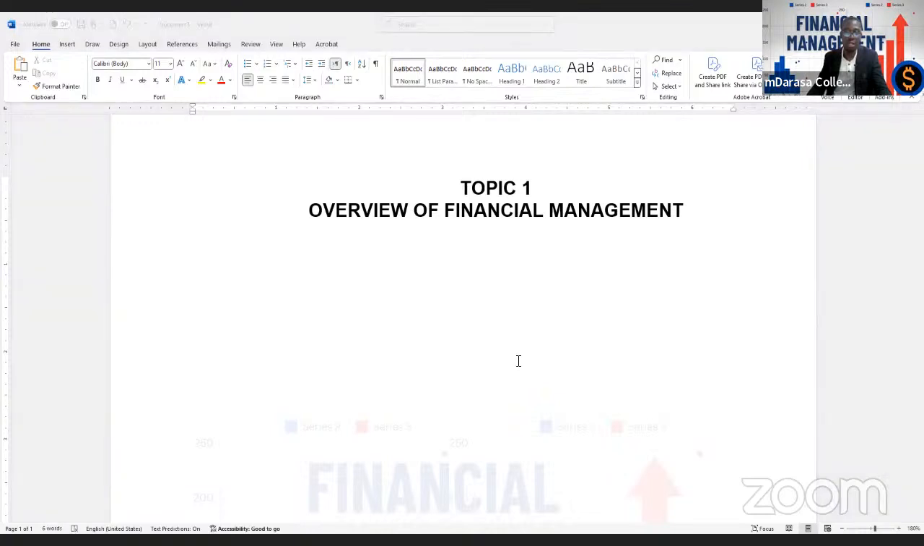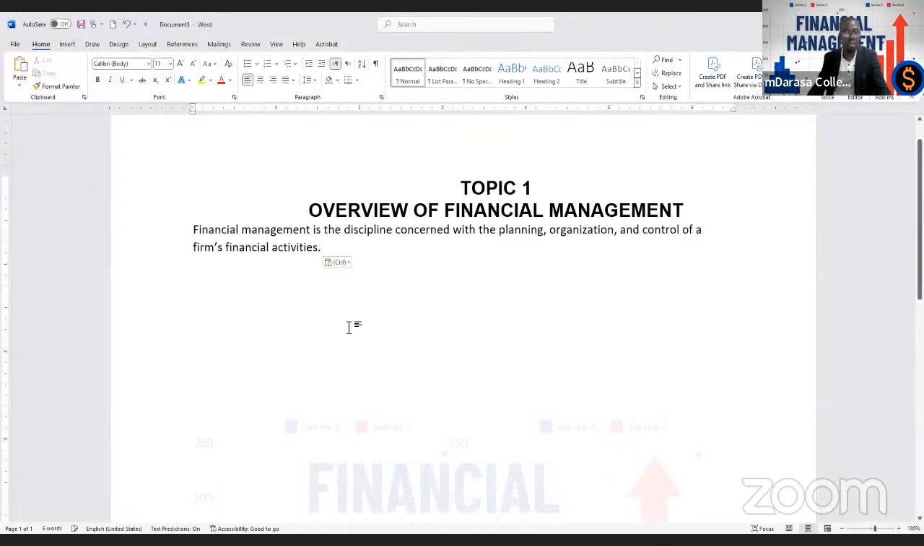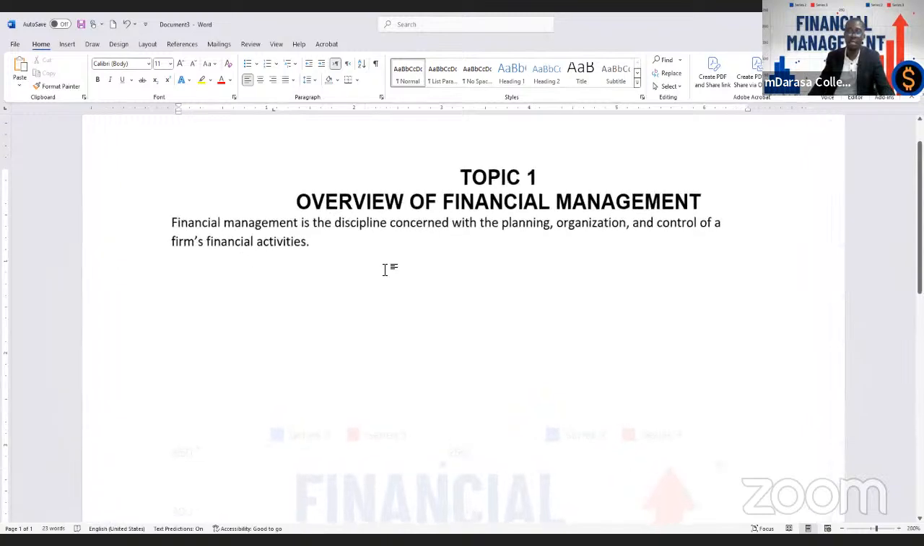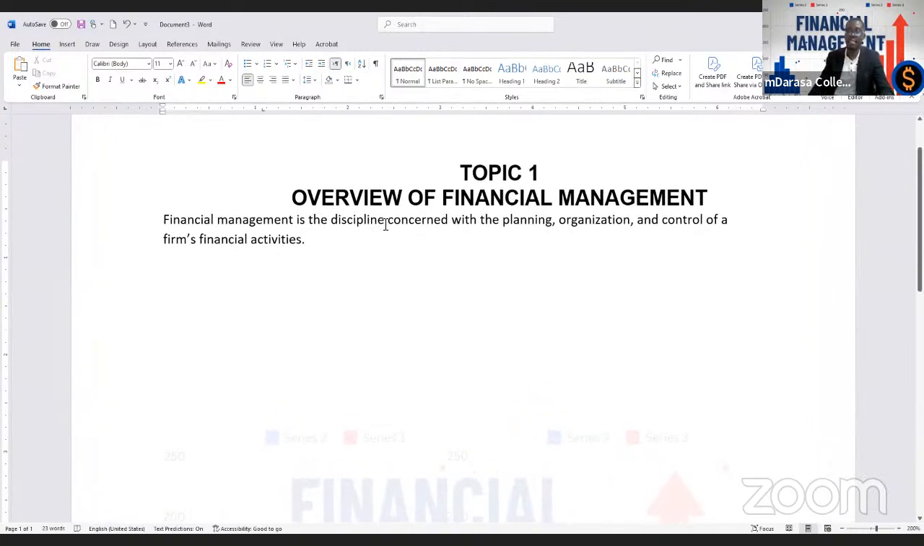Let me share with us right here. So this is what financial management entails. We're saying that simply financial management is a discipline or a study that is concerned with planning, organization, and control of a firm's financial activities. A very basic and simple definition of what financial management entails.